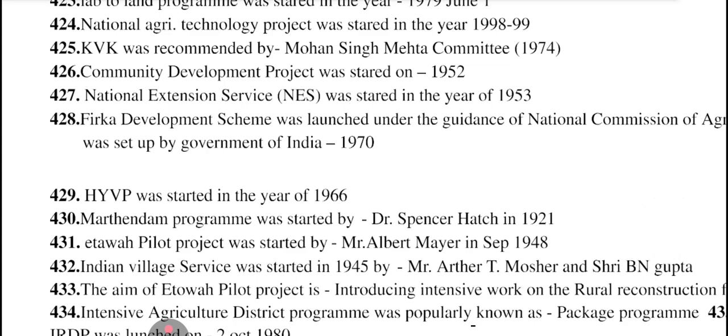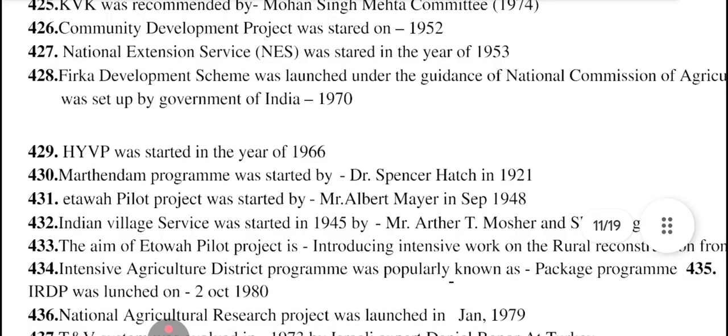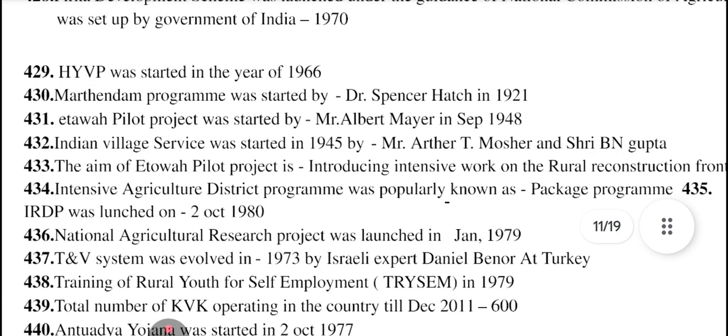Community Development Project was started in 1952. National Extension Service was started in the year 1953. Firka Development Scheme was launched under the guidance of National Commission on Agriculture set up by Government of India in 1970. High Yielding Varieties Program was started in 1966. Marthandam Project was started by Spencer Hatch in 1921.